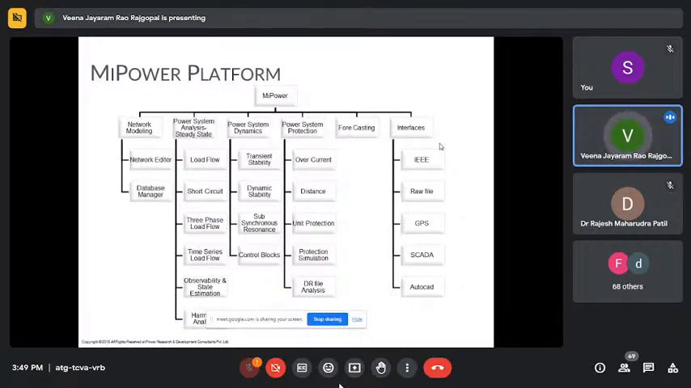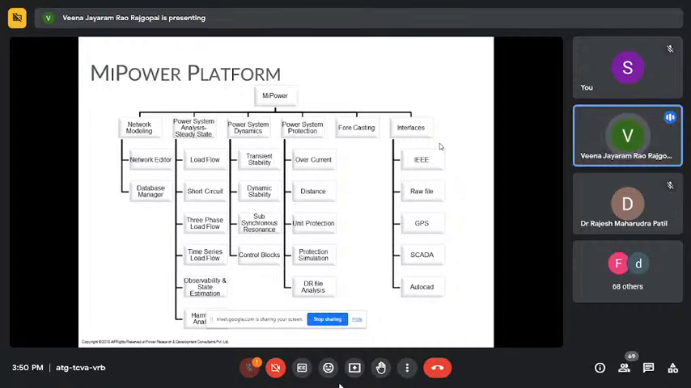MyPower as a platform, you have the various time analyses which I was talking about. So here, I've classified power system analysis and steady state, then the dynamics, then you have the protection, forecasting, and also network modeling.